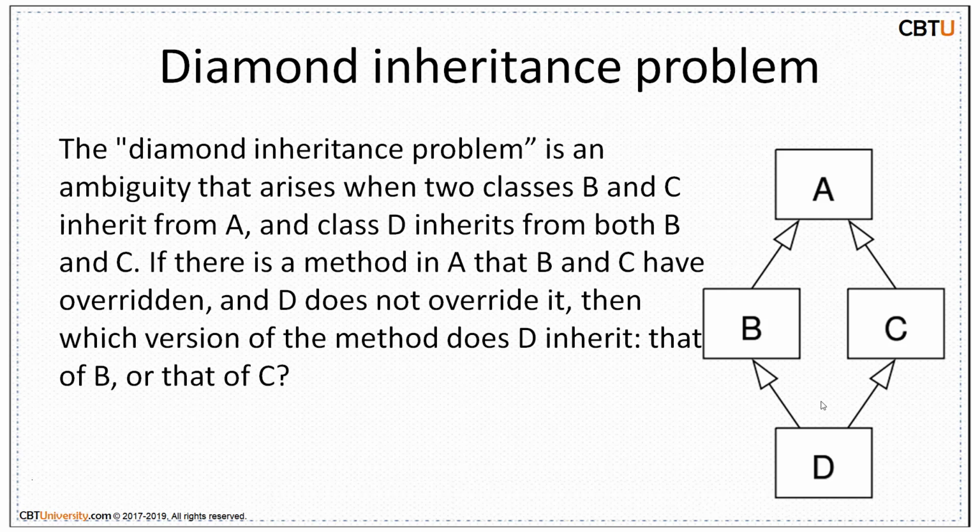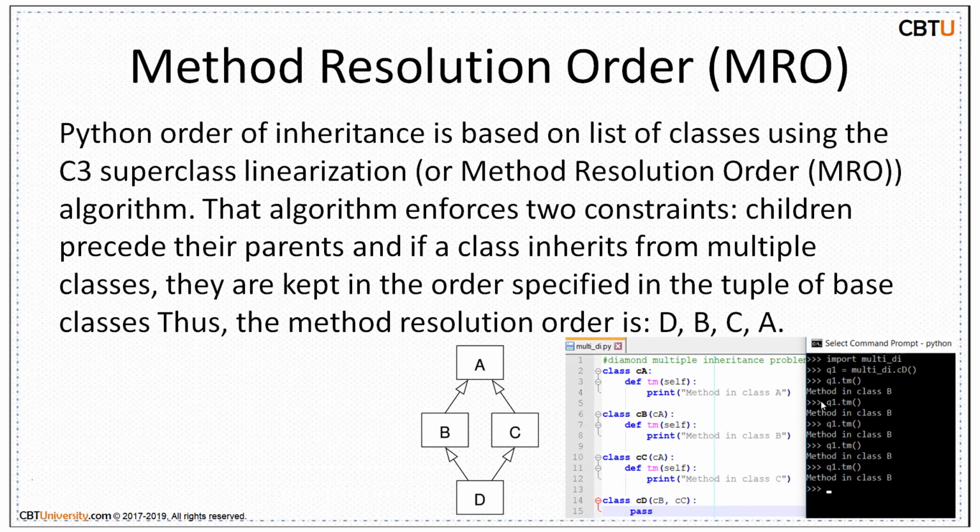There is a solution to this in Python called Method Resolution Order, MRO. Python order of inheritance is based on a list of classes using the C3 superclass linearization algorithm, or method resolution order, MRO. That algorithm enforces two constraints. Children precede their parents, and if a class inherits from multiple classes, they are kept in the order specified in the tuple of base classes. And method resolution order will be D, B, C, A.